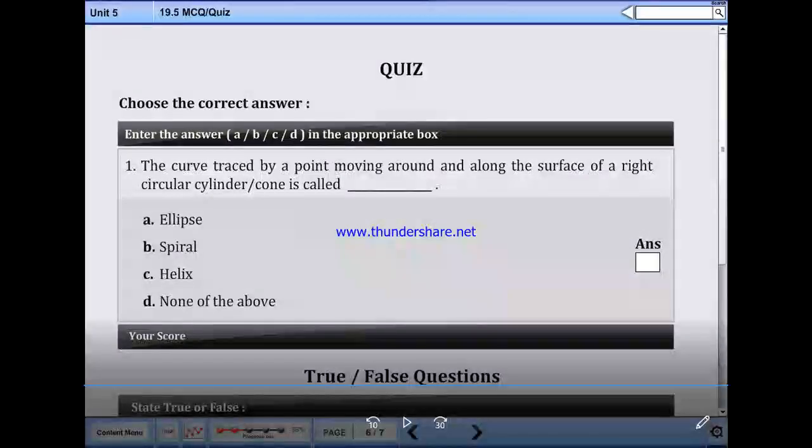Now this question: the curve traced by a point moving around and along the surface of a right circular cylinder or oblique cone is called ellipse, spiral, helix, or none of the above. The answer is C, helix.